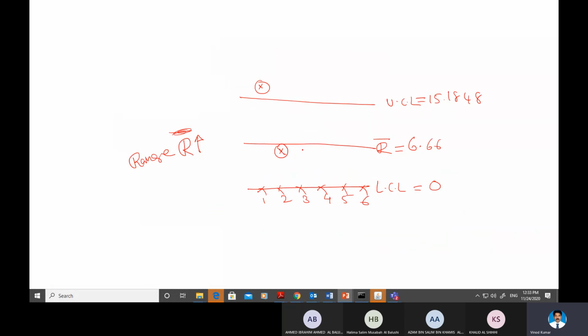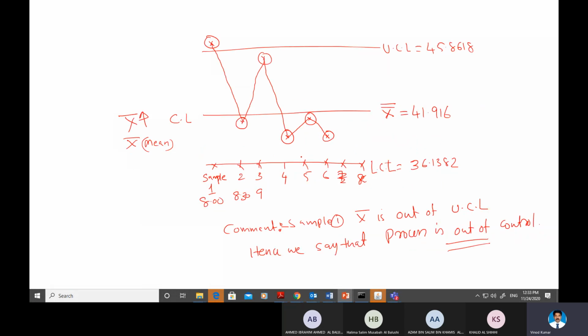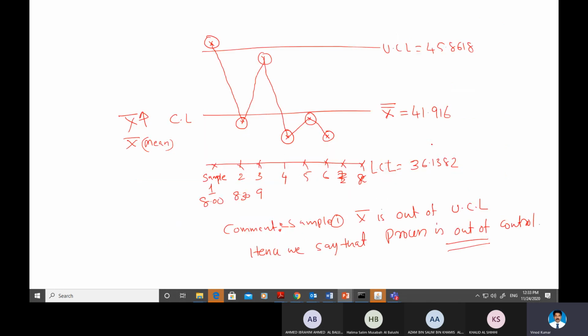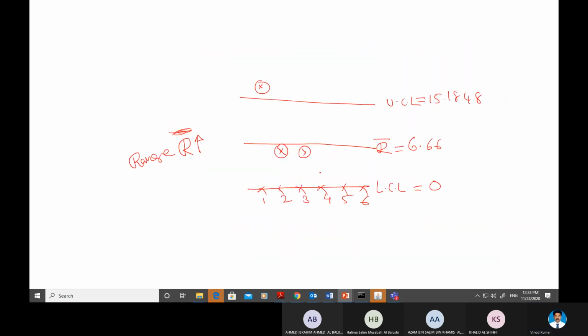3 is also 6. So 3 is 6. 4 is 2. 2, 9 and 1. 9 and 1. Look at that. So now we need to connect them properly. As you see here, this is 1, 2, 3, like this. We have to connect it.